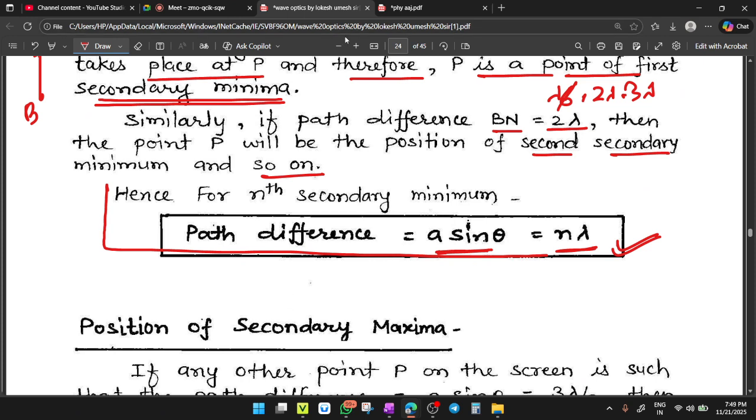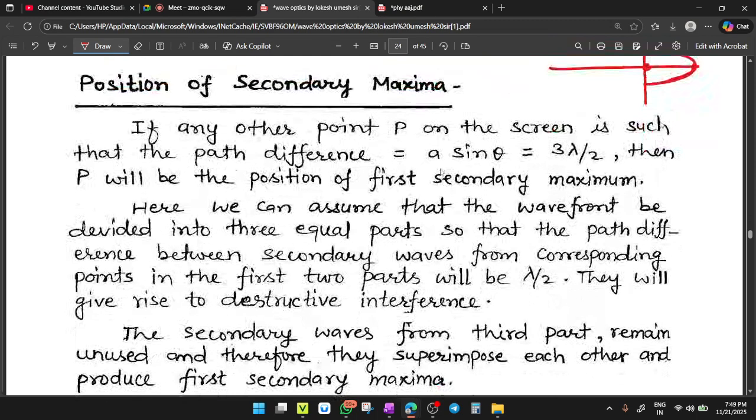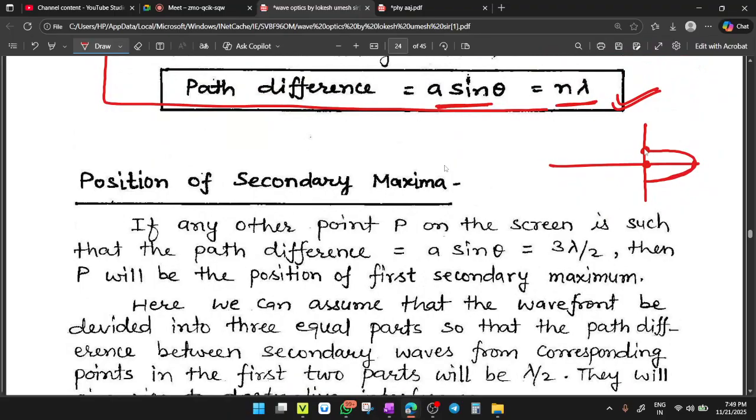Now remember, at the center you will have your maxima. This is called central maxima. After that, these are the positions of minima. So this is minima and this is minima. At the center you will have a maxima, maximum intensity. Then here it is minima. Also here it is minima. Clear or not?